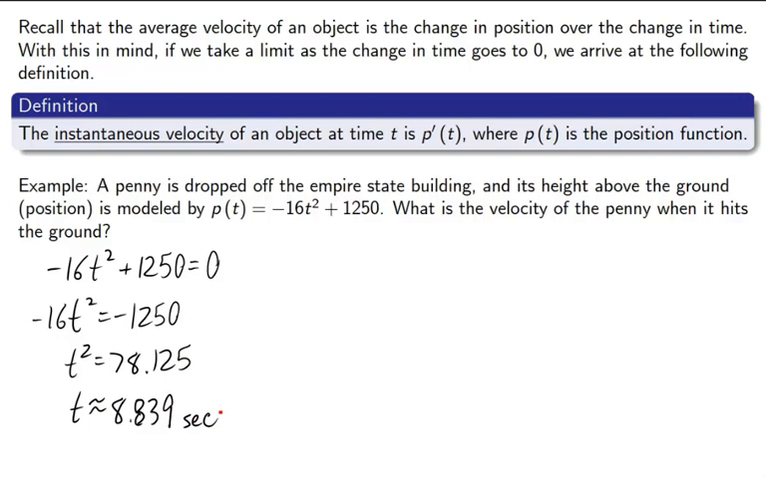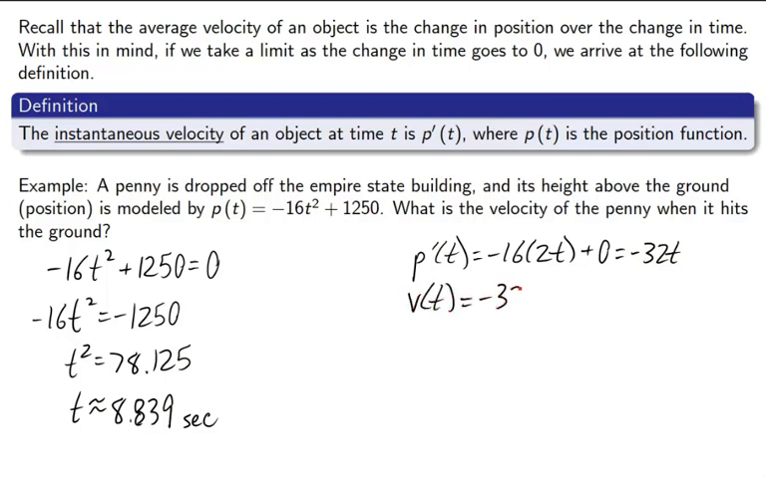Now we want to find the velocity at that time. So let's calculate the derivative. p prime of t, you've got the -16 in front, and for t squared, the formula is just going to be 2t by using the power rule. And the 1250 just becomes 0, when you take the derivative, since it is a constant. The position's derivative is -32t. With that said, the velocity function is just that, -32t.